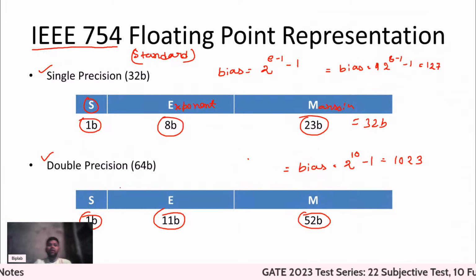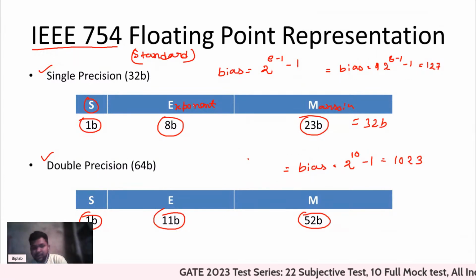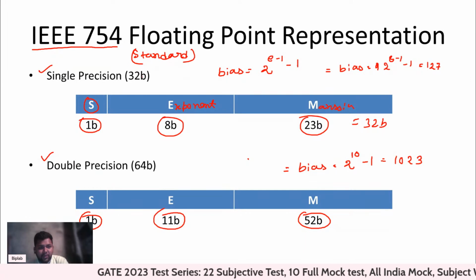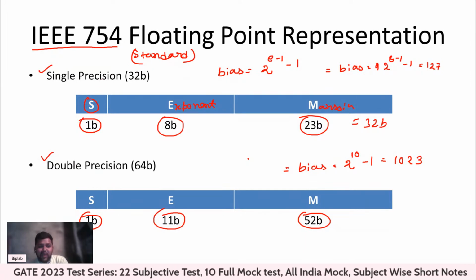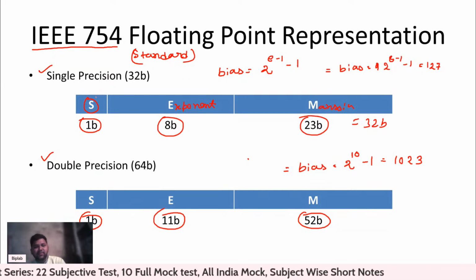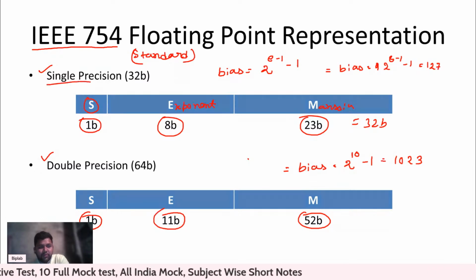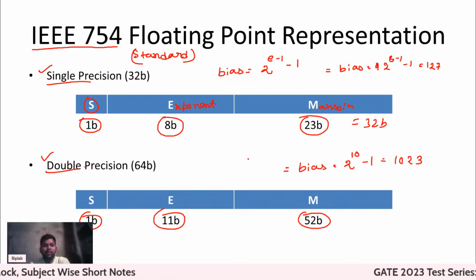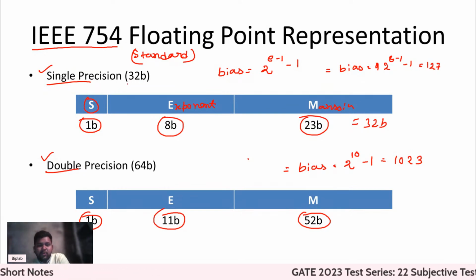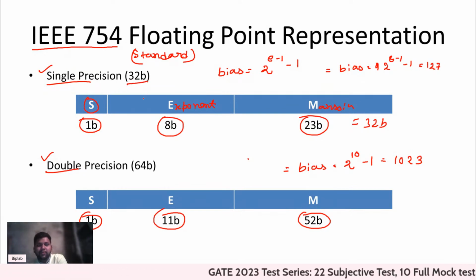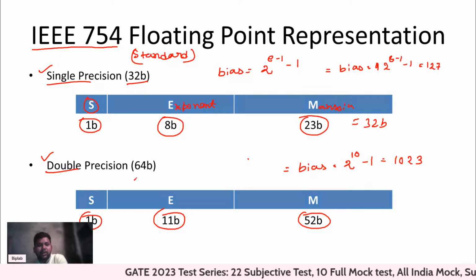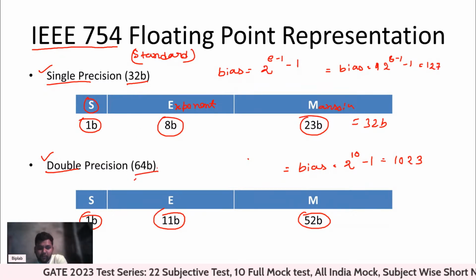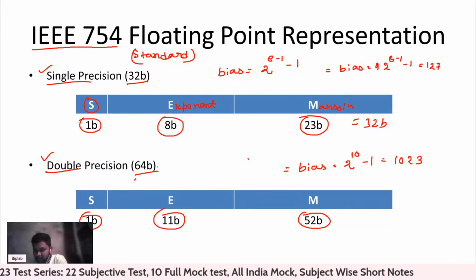In summary, if I talk about IEEE, mainly you have two types of representation: single and double precision. In single precision, you use 32 bits to represent one number. In double precision, you use 64 bits to represent one number.